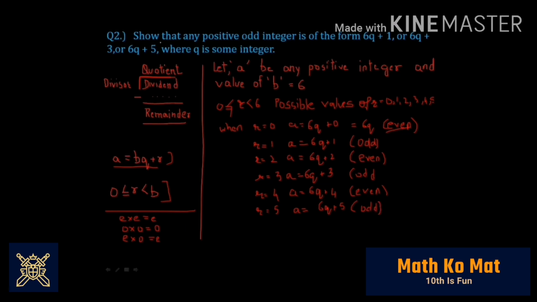So we had to show in the question that every odd integer is of the form 6q plus 1, 6q plus 3 or 6q plus 5. And as we can see in this table, 6q plus 0 is not odd, 6q plus 1 is odd, similarly 6q plus 2 is not odd, 6q plus 3 is odd, 6q plus 4 is not odd, and 6q plus 5 is odd. So hence we have proved whatsoever we had to prove in the question. Hence every positive odd integer is of the form 6q plus 1, 6q plus 3 or 6q plus 5.